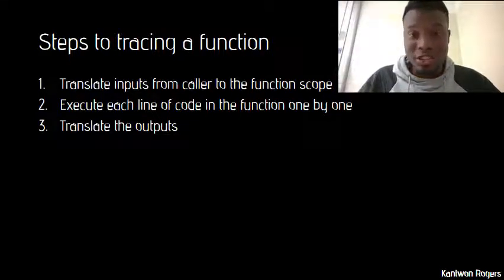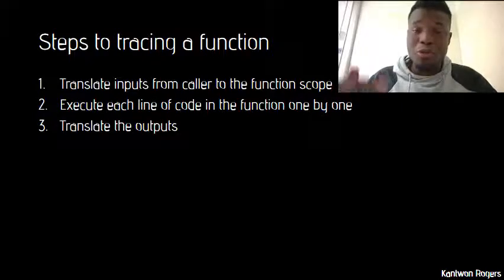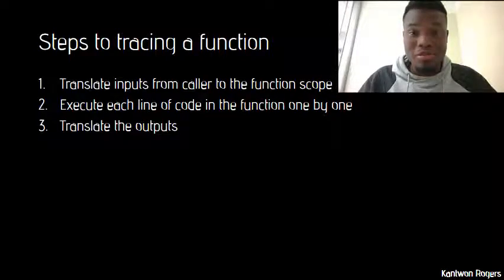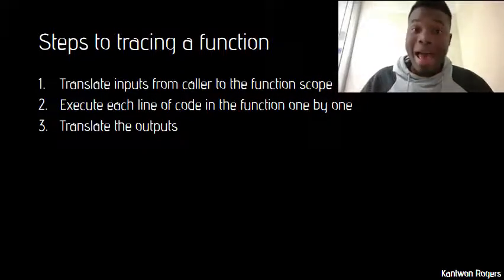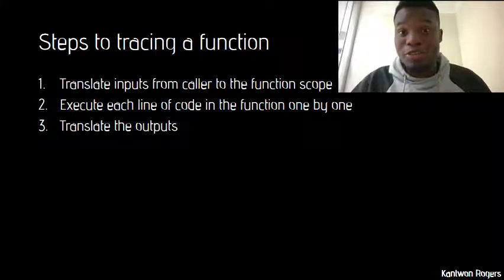After you're inside of the function, then you need to execute or move through each line of code and figure out what are the values that are being produced through each line of code. After you've moved through each line of code, the last step is translating your outputs from your function scope back to the scope of whatever called your function.